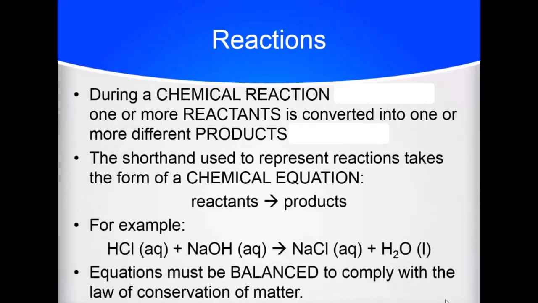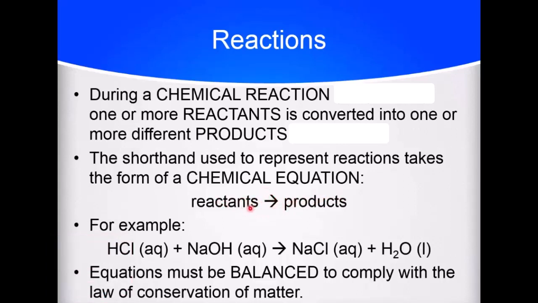During a chemical reaction, back to chapter 1.3, one or more reactants is converted into one or more different products. We can also check chapter 4, section 3 for that. The shorthand that we use when we talk about chemical reactions are chemical equations, where we have reactants on the left and we have products on the right, with an arrow going from left to right. Why is it left to right?